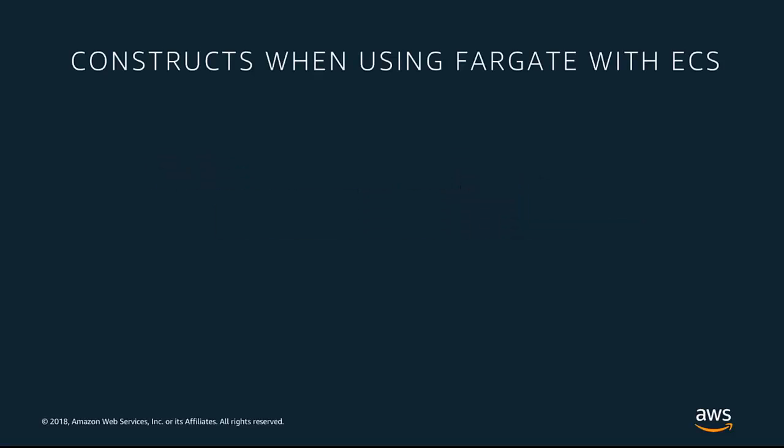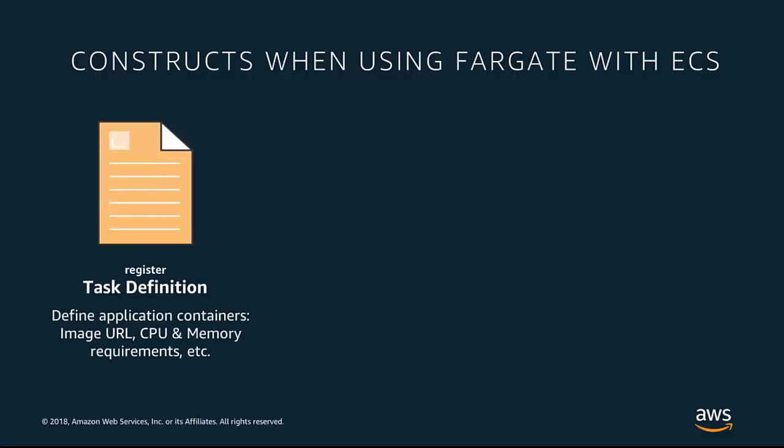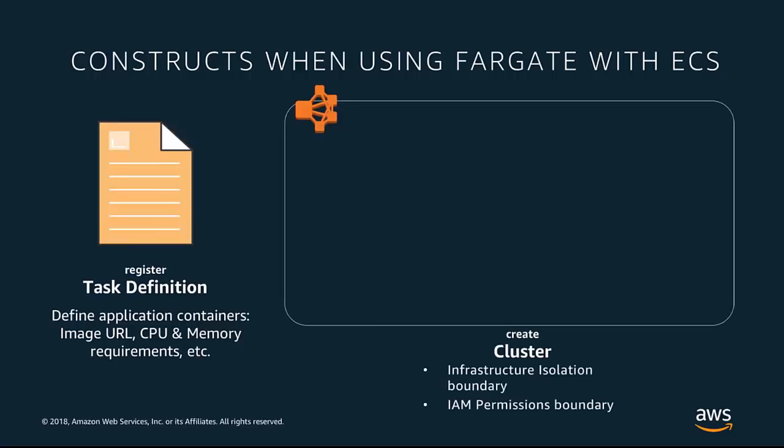So within this diagram, we have the key concepts of ECS. We have the task definition. This is the blueprint for our application. It's the configuration for a container to run as part of a task, and it defines the attributes of the container, including port mappings, resource requirements such as memory and CPU, environment variables, anything you really need to run your task. Then we have the cluster, which is the logical grouping of tasks and services. And this infrastructure may be shared between tasks and services running on the same cluster.